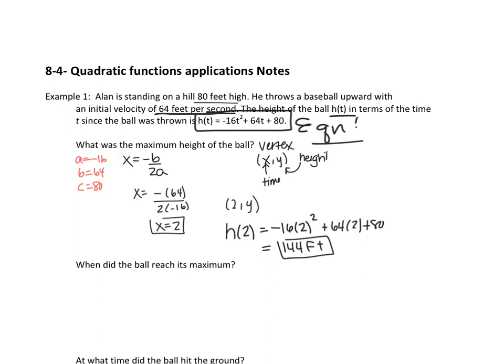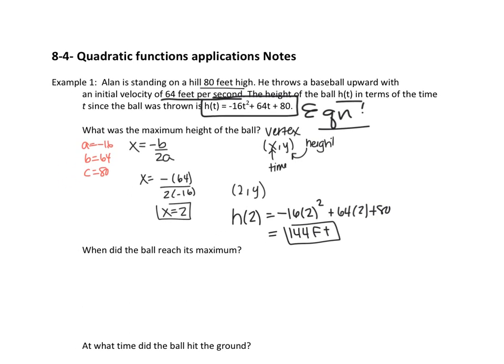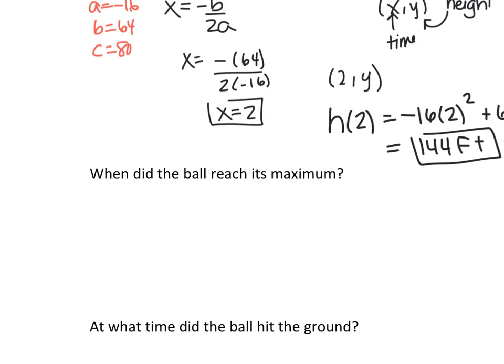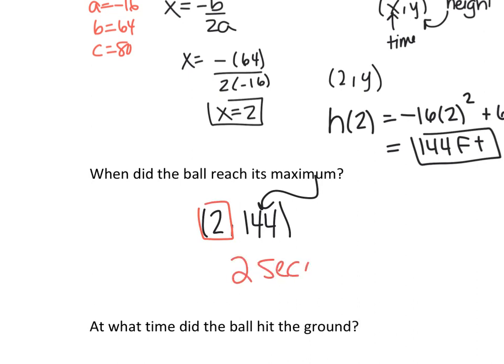So whenever it says, what is the maximum height? The first thing you need to do is find your vertex. But to find your vertex, you need to find your axis of symmetry and then plug in that x value. Now, when did the ball reach its maximum height? Well, I just basically look at my vertex again. My vertex was 2 comma 144. Because this is my maximum height, and it takes 2 seconds. You're just looking at the x value of your vertex.